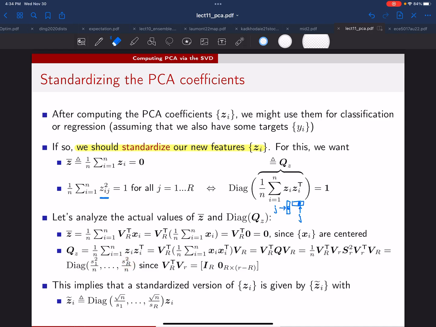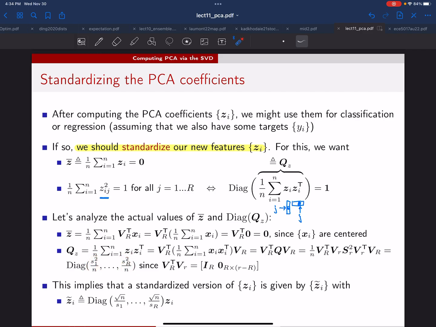Okay, so again, our objective was to make the diagonal elements of Qz equal to 1, all of them. And now we see that Qz is already a diagonal matrix. So all we're asking for is that each of these values equals 1.